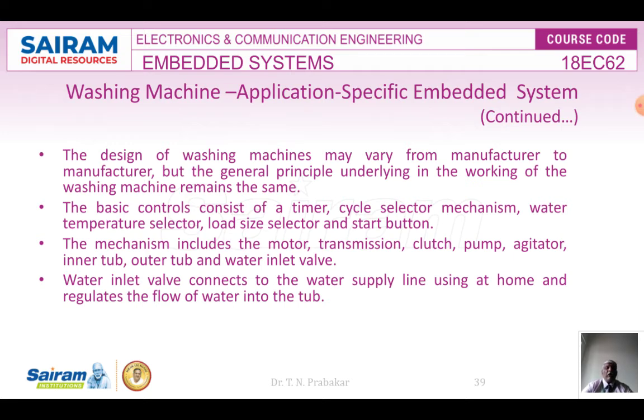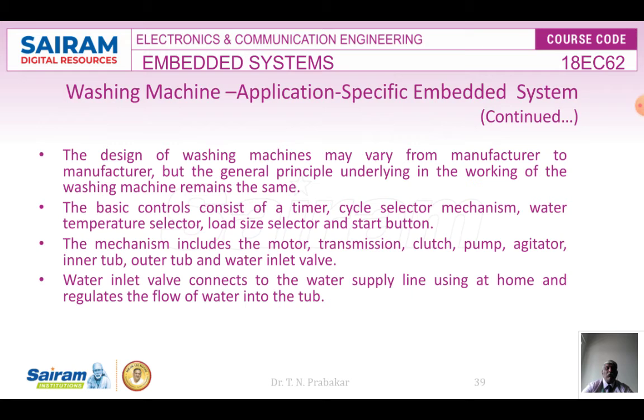And what about the mechanical things that are available in a washing machine? Most probably it will be a motor, right? Which converts electrical energy into mechanical energy so that I can have a rotation of the tub. And transmission, they should be transmitted either through a belt or something like that. And there should be some clutches, there should be a pump and agitator, inner tub, outer tub, and water inlet valve. So see, these are all the mechanisms that are available there.